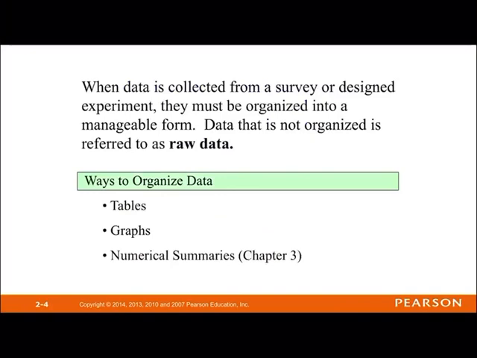Okay, when data is collected from a survey or designed experiment, they must be organized into a manageable form. Data that is not organized is referred to as raw data. So there's 3 different ways that we're going to talk about organizing data. We're going to use tables and graphs, which that's what we're going to do today. And then in chapter 3, we're going to talk about how to do numerical summaries. And there's going to be all sorts of ways that we'll learn how to do that.